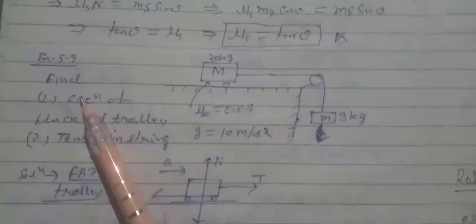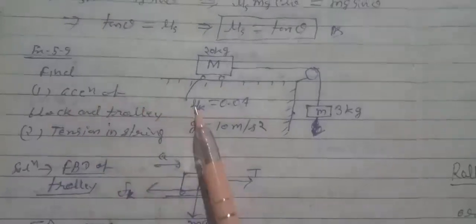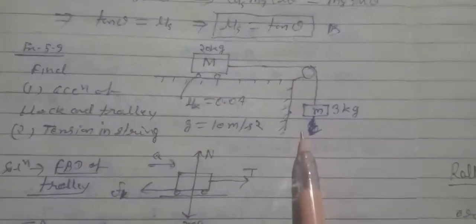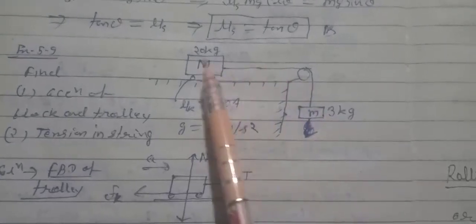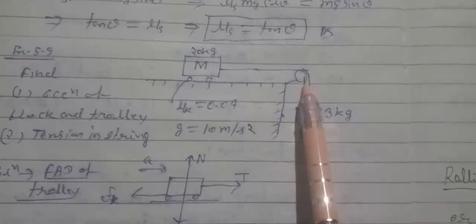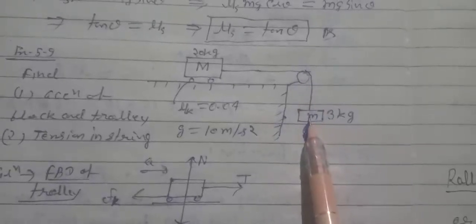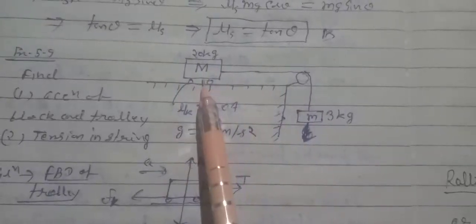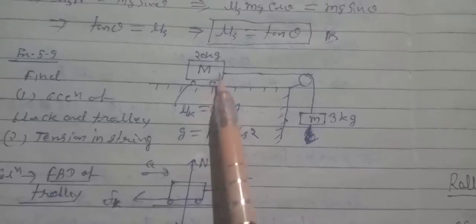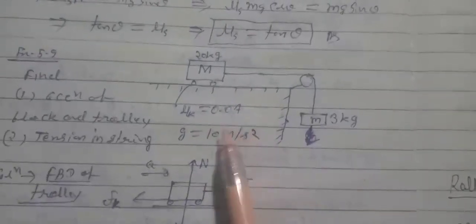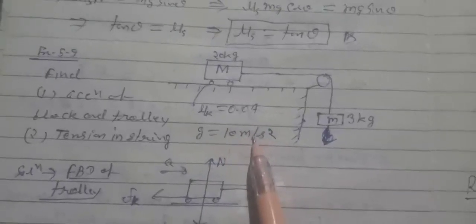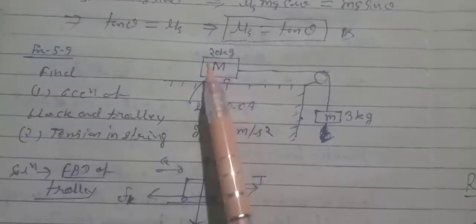Example: find the situation shown in the figure. Two bodies are connected with a string and a pulley. One body is hanging and the other body is on the surface where the coefficient of kinetic friction is 0.04, and we have to take g equals 10 meters per second square.